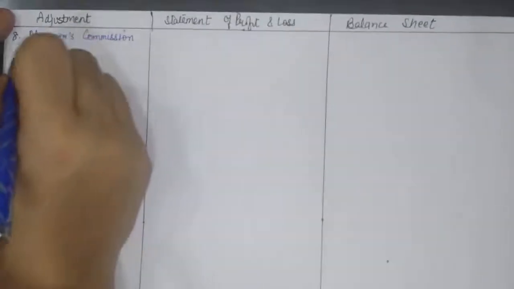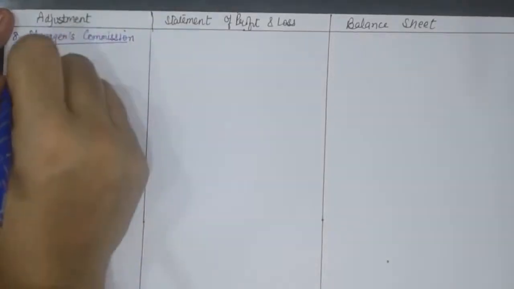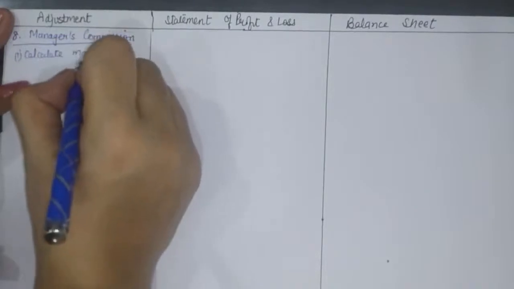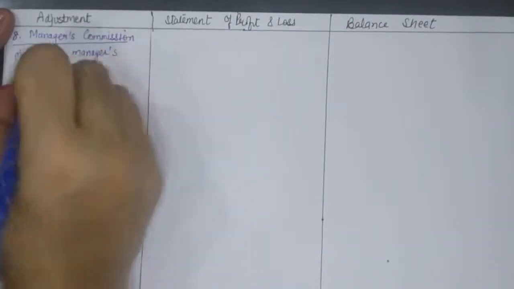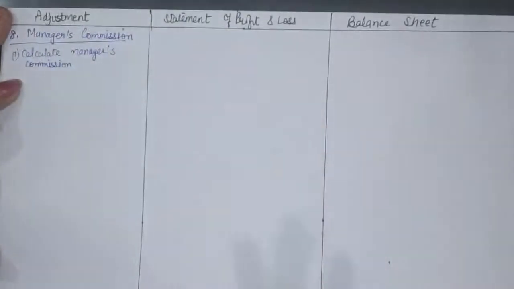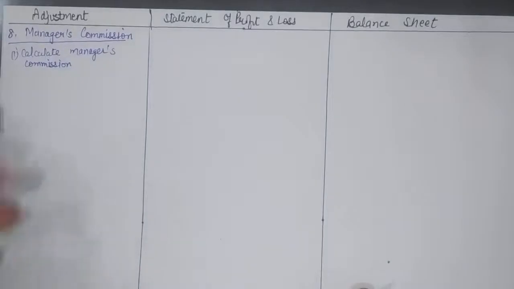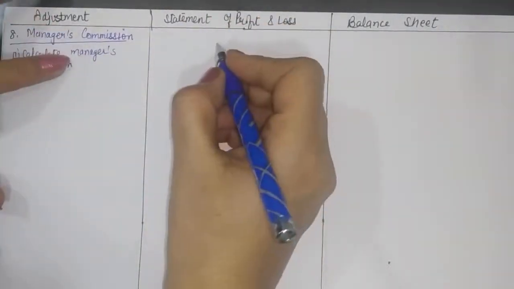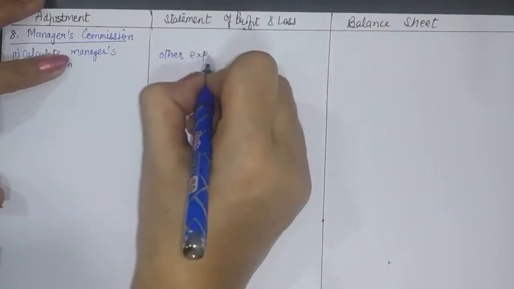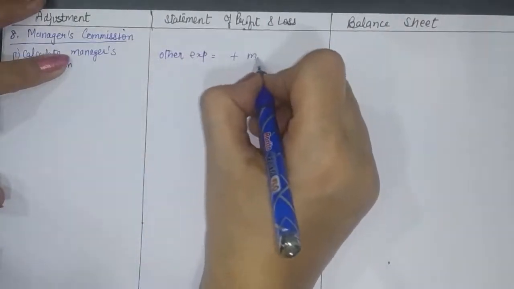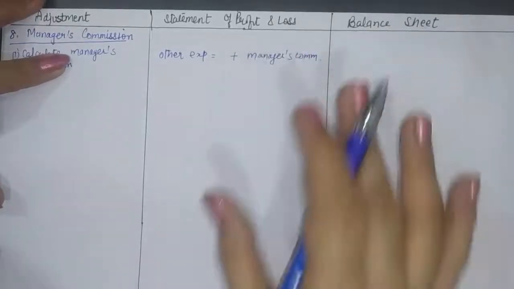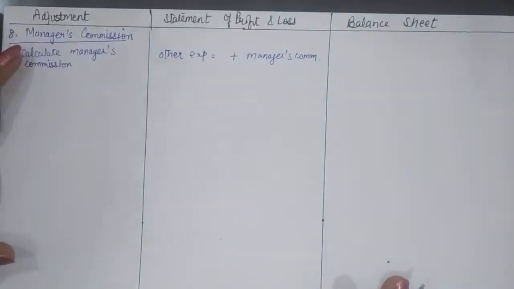So in this case, our first step should be calculation of manager's commission. Right? Now if it is based on turnover or sales revenue, it can easily be calculated. So you calculate the commission, and in the statement of profit and loss, under the category other expenses, we will be adding up manager's or MD's commission.